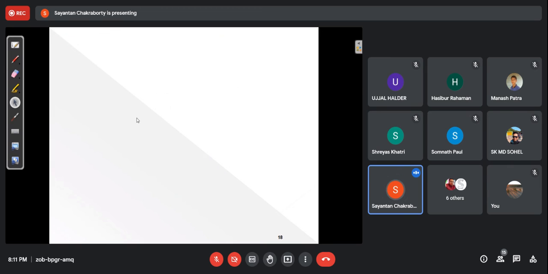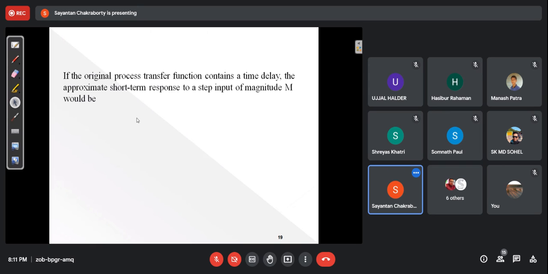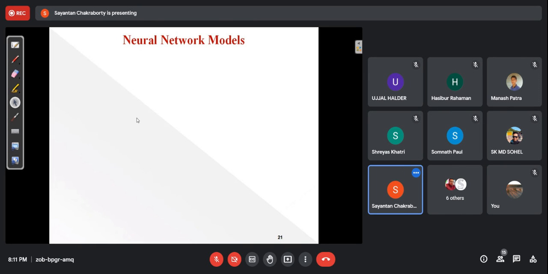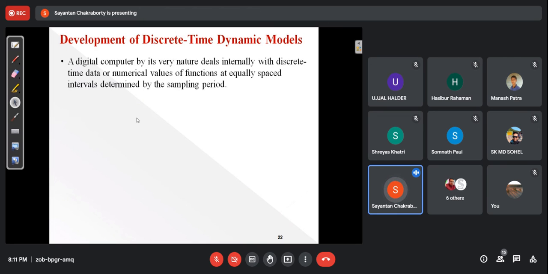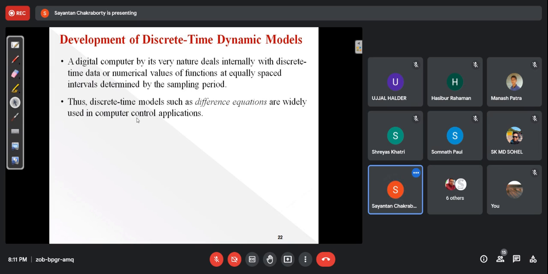As for the integrator, I already discussed this. Neural networks we have covered. There's another part called the discrete time dynamic model, because since we are moving into the application of digital controllers, this discrete time dynamic model is very important.